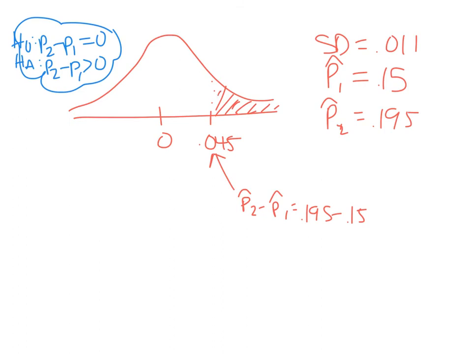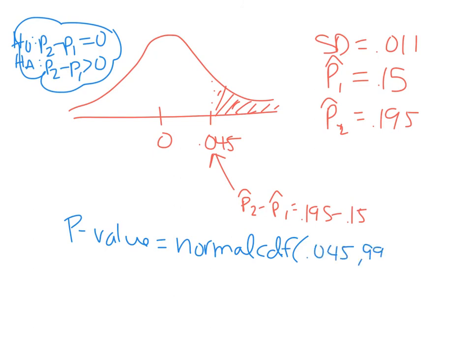So then to do my p-value, I'm going to do normalcdf, and then 0.045, you can do any big number. My mean here is 0. My standard deviation is 0.011. And when I did it, I ended up getting about 2.15 times 10 to the negative 5.